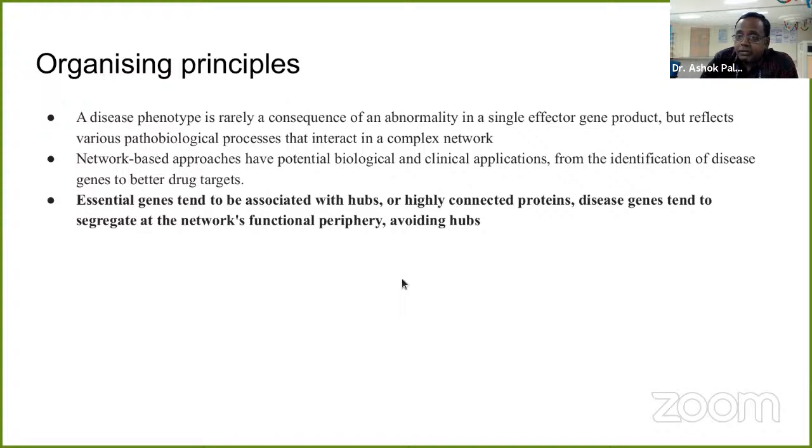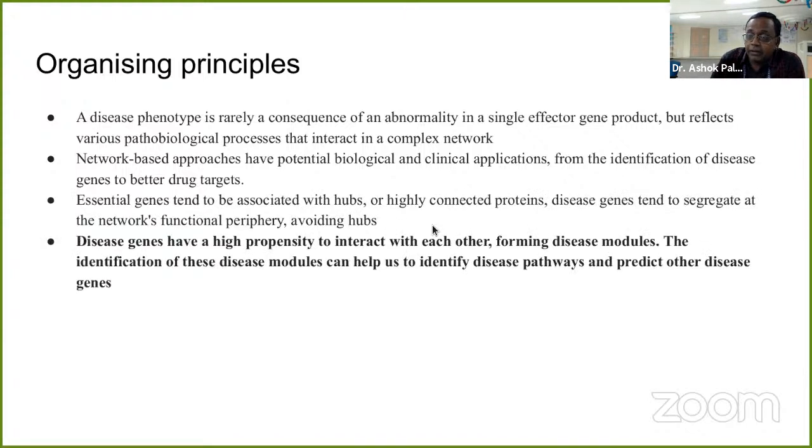And what they have found is certain genes that are called essential genes. We'll come shortly to the idea of why some genes are essential and what we mean by essential genes. And it has been found that in a network representation, essential genes tend to coincide with the hubs, whereas the disease genes, a bit counterintuitively, tend to segregate at the periphery. Okay, and we'll see this in detail as well.